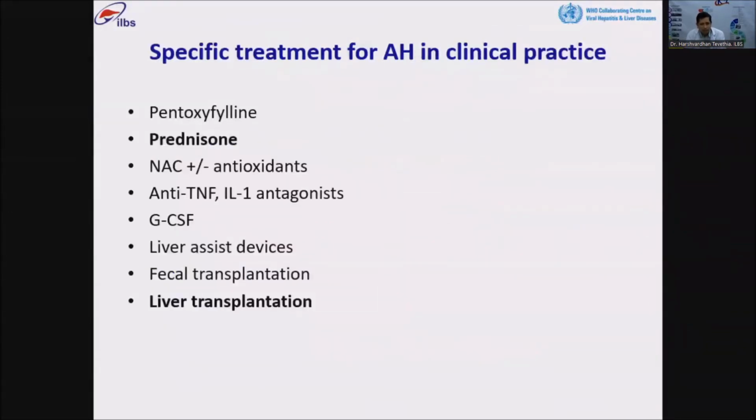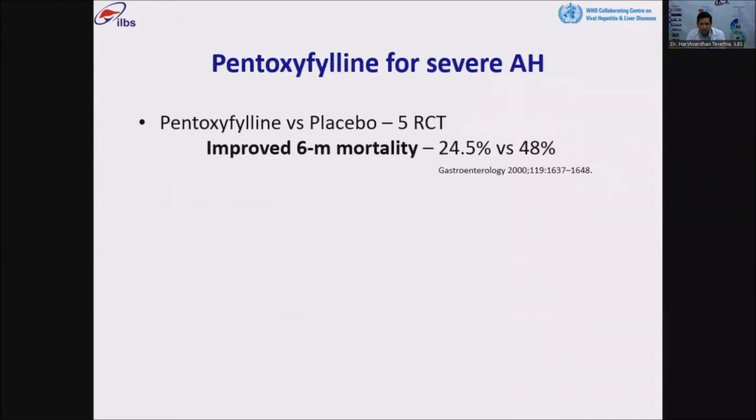Now, the other specific treatments or the medical treatment for alcoholic hepatitis in clinical practice include pentoxifylline, prednisolone, NAC, which is N-acetylcysteine, anti-TNF, GCSF. You have liver assist devices, FMT, and liver transplant. Most of these therapies that have been done still do not show a very long-term survival benefit. And now with recent data emerging, I think early liver transplant is also finding a role in these patients with alcoholic hepatitis.